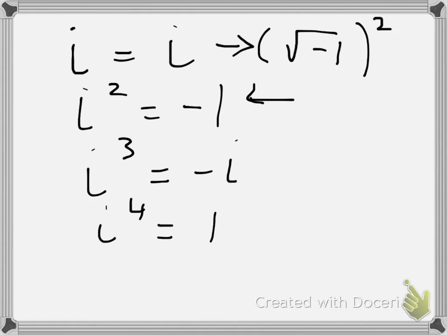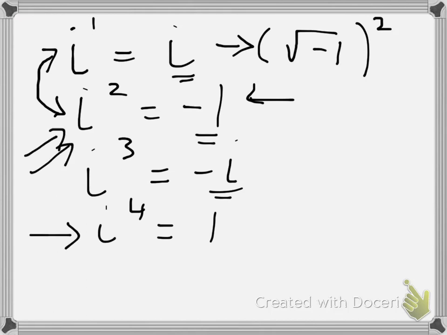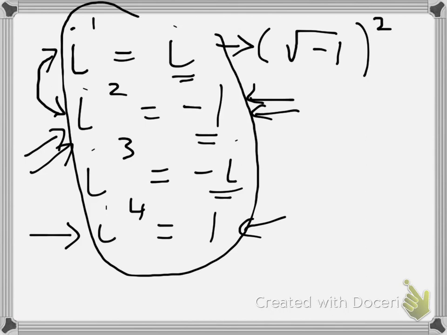Now think about it. i cubed is a combination of i^1 and i^2, if you want to think of it that way. So what's i times -1? That's -1i, or just -i. So i cubed is -i. Now think about it, what's i^4? You can think of it as i squared times another i squared. Well, what's -1 times -1? It's +1. So if I put all this into a box kind of thing.